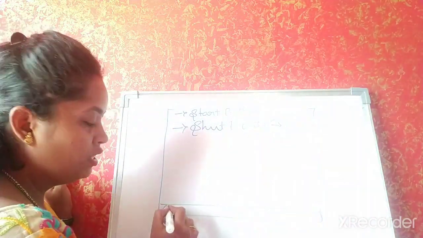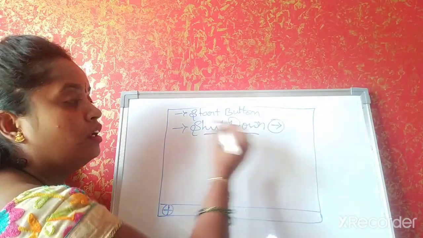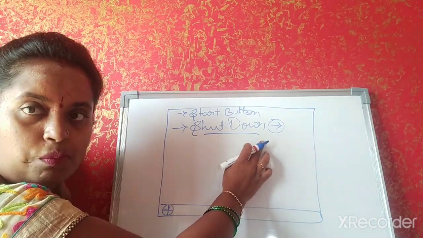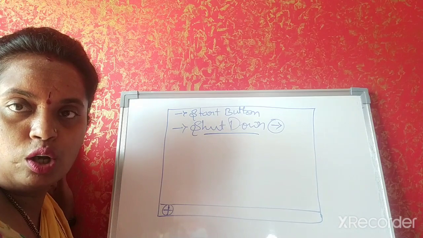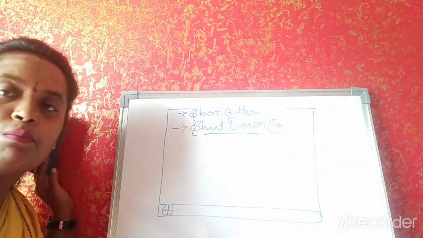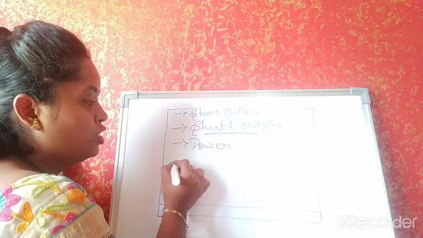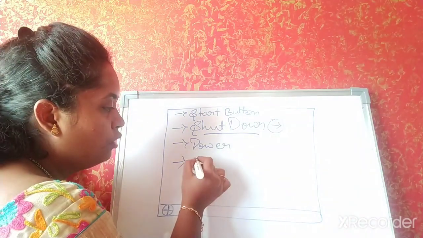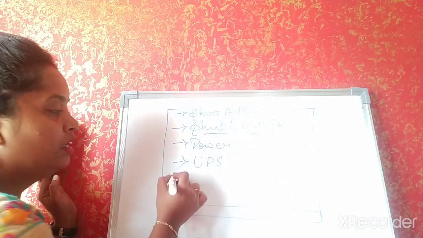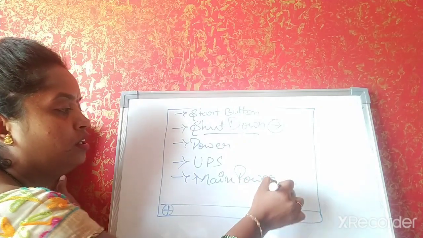Understood, children? Click on the start button. Then once you click on the start button, at the right hand corner you will be getting the option shut down in the quick launch bar menu. Click on the shutdown option. The system will shut down. Now switch off the power button. Then turn off the UPS also. Switch off the power supply also, and at last the main power supply.